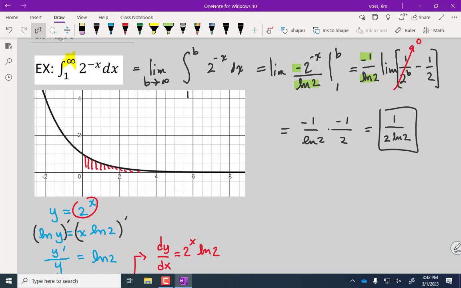So if this was a little more complicated, if it was 5 to the 3x minus 1 dx, same thing at first, we rewrite the whole exponential function. We first do reverse chain rule. Reverse chain rule says take the derivative of the exponent and divide by the derivative of the exponent.